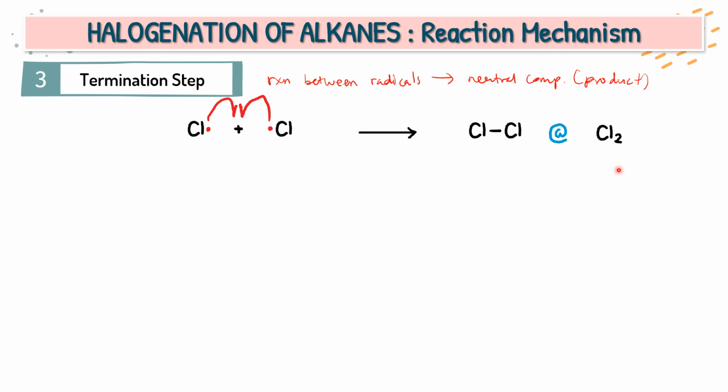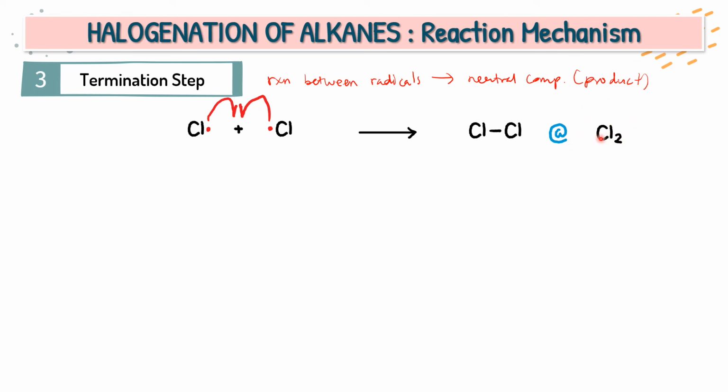Ataupun awak boleh tulis sebagai Cl2. Kita dapat balik kita punya Cl2 dekat sini. Okey, so ini yang saya masukkan tadi. Radical react dengan radical to produce a neutral compound which is the product. Okey, now. Dan proses tu akan berlaku berulang-ulang kali.